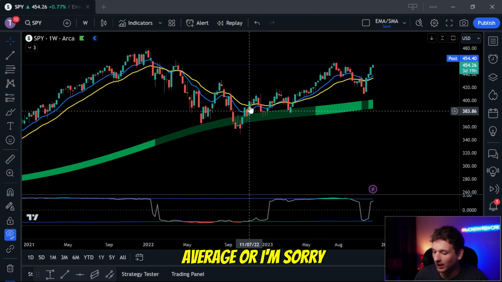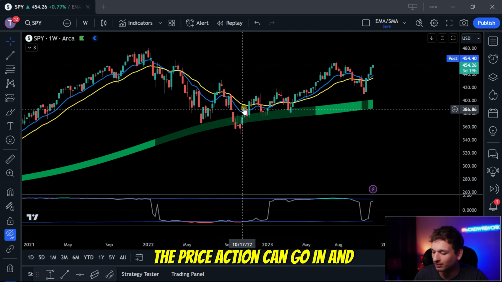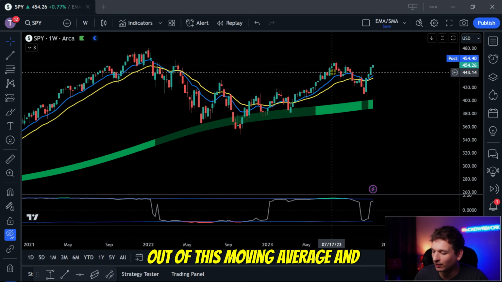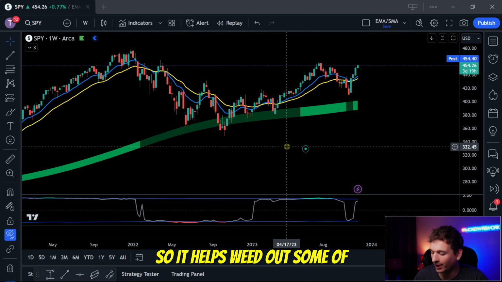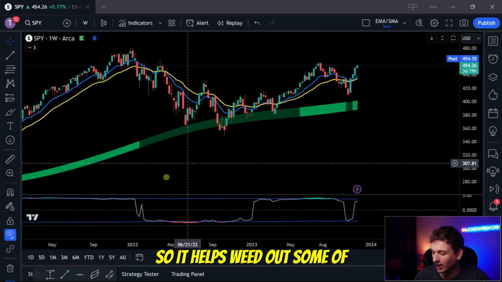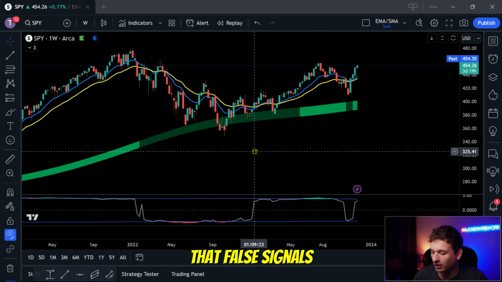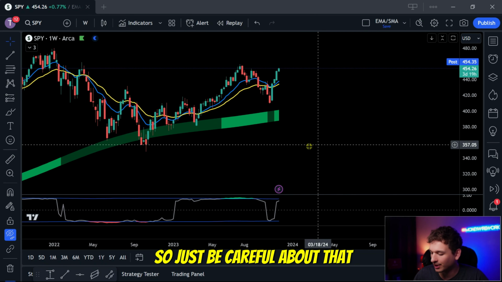And the price action can go in and out of this moving average without it actually changing colors right away. So it helps weed out some of those false signals. It does repaint, so just be careful about that.